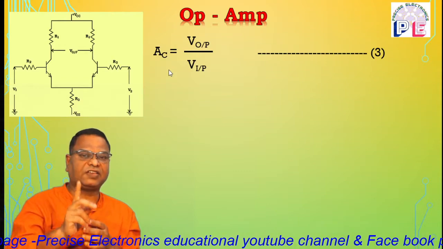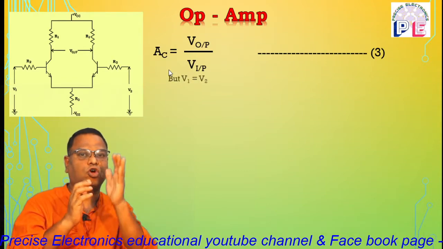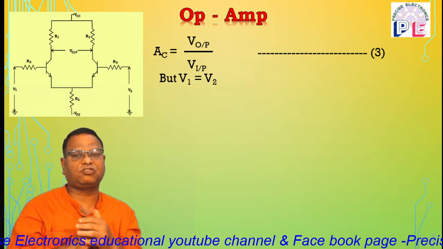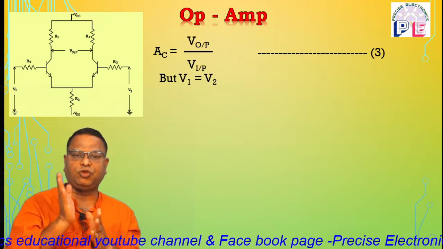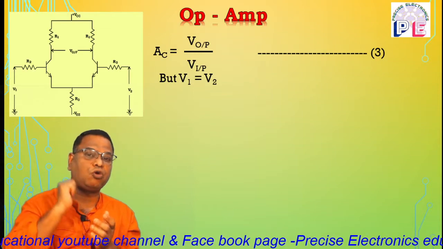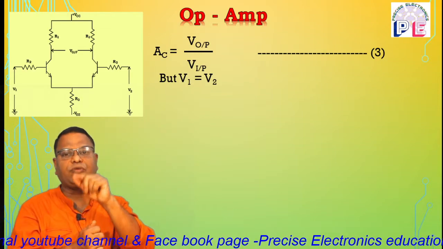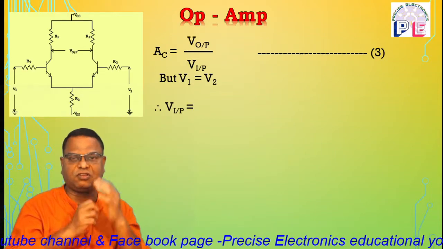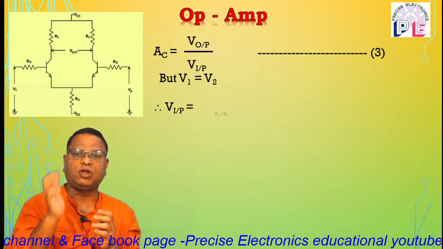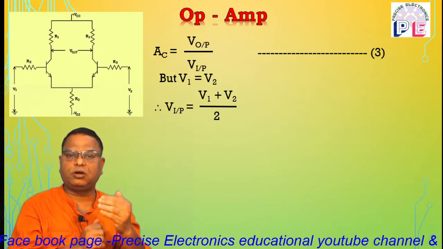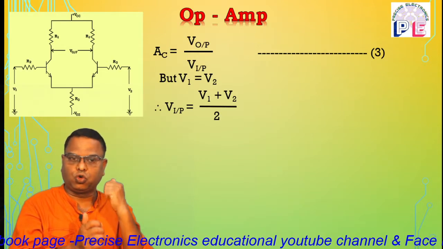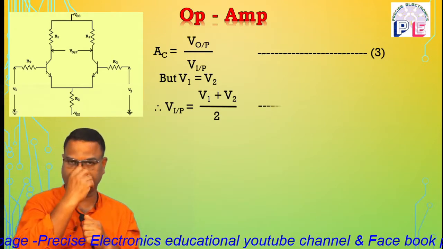But in this case, as it is a common mode, the common inputs are applied to both the transistors. So obviously V1 is equal to V2. So as V1 is equal to V2, V input is given as V1 plus V2 by 2. It is an average signal. So V input is equal to V1 plus V2 upon 2. That is equation number 4.